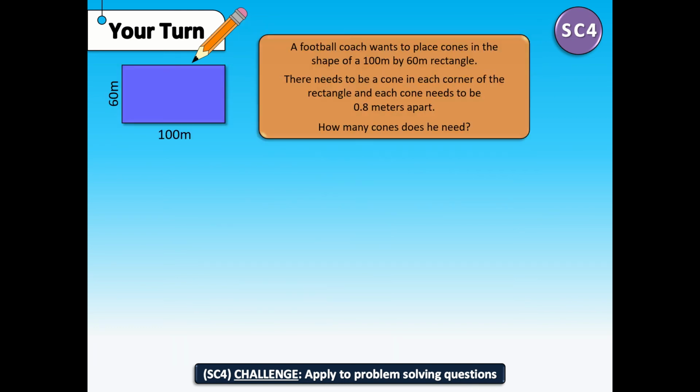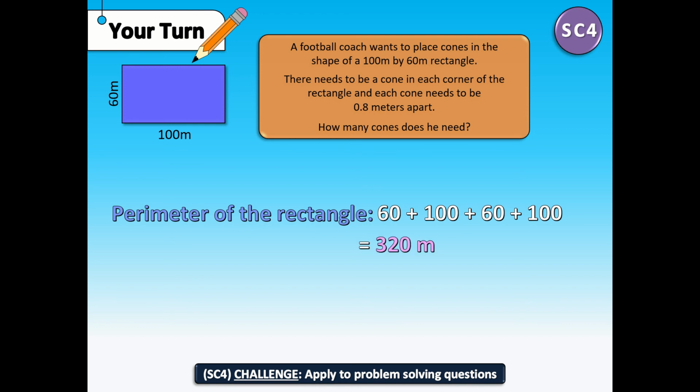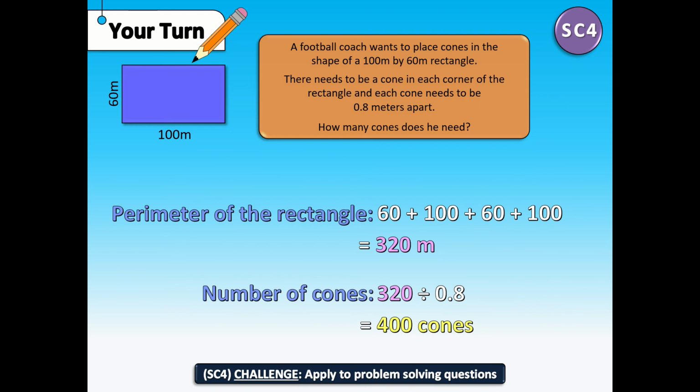For the amber question, first of all, if we work out the perimeter of the rectangle, that's 320 meters. And for the number of cones, we need to divide that by 0.8. So we need 400 cones.